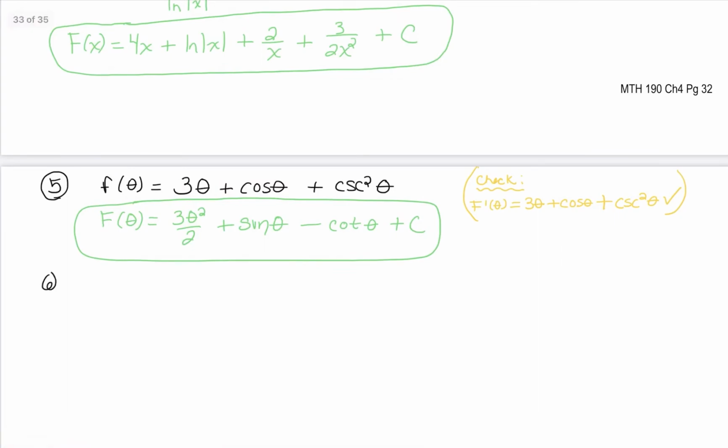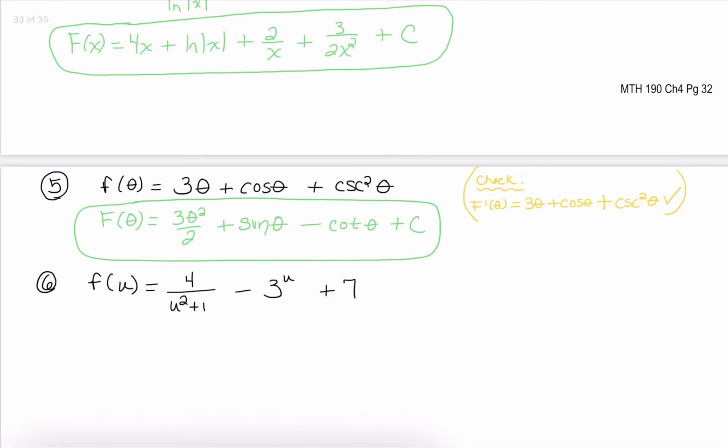All right, number 6. Suppose we have f of, let's say, u is equal to 4 over u squared plus 1 minus 3 to the u plus 7.